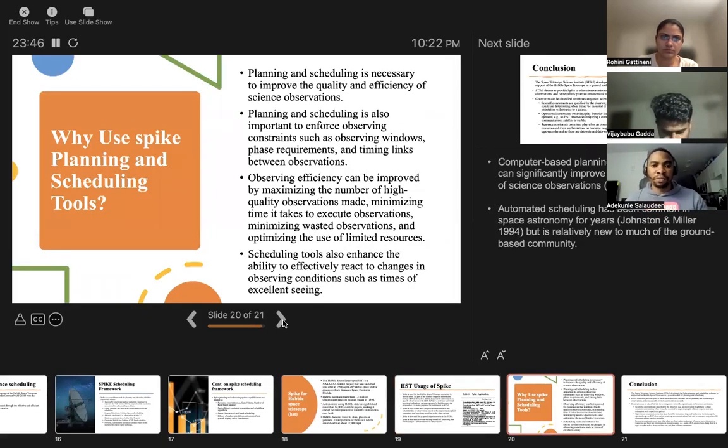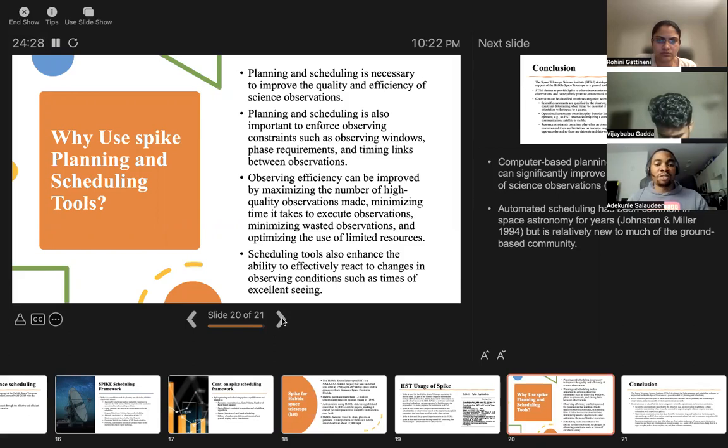Next slide, please. So now planning: why do we use Spike as planning and scheduling tools? Planning and scheduling is necessary to improve the quality and efficiency of science observation, and it is also important to enforce observing constraints such as observing windows, phase requirements, and timing links between observations. And observation efficiency can be improved by maximizing the number of high-quality observations made, minimizing the time it takes to execute observations, minimizing wasted observations, and optimizing the use of limited resources.